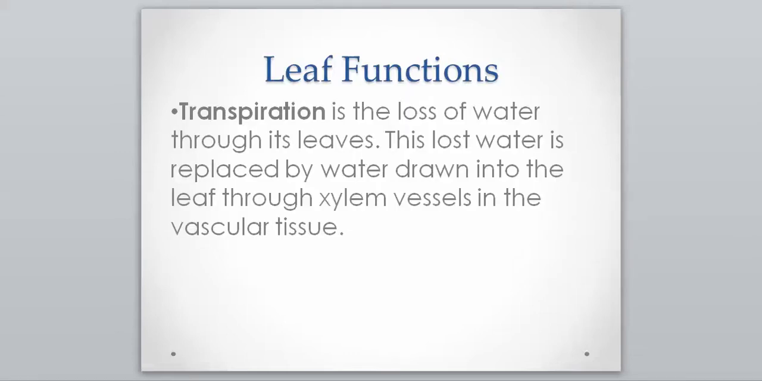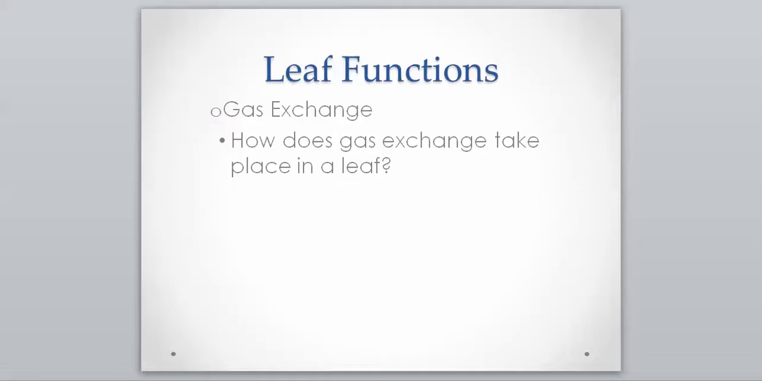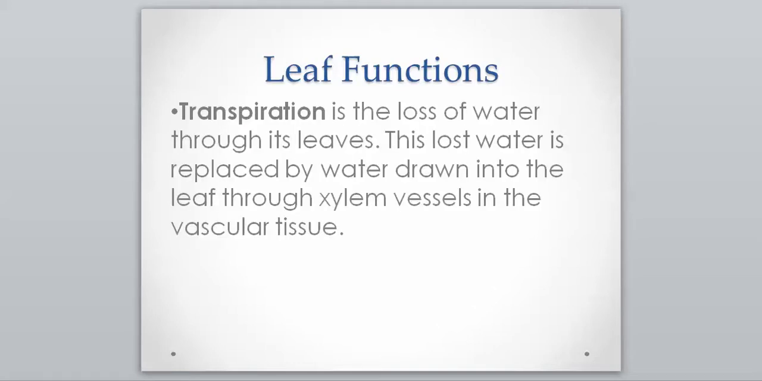This water loss is replaced by water drawn into the leaf through xylem vessels and the vascular tissue. So it is almost a necessary evil to keep water moving. We're going to have to lose some in order to keep it flowing in. So transpiration is the loss of water through the leaves of plants. Now this is a very controlled process. They don't want to lose too much. They're just going to lose the right amount. And we're going to look at how they regulate that here in a little bit.